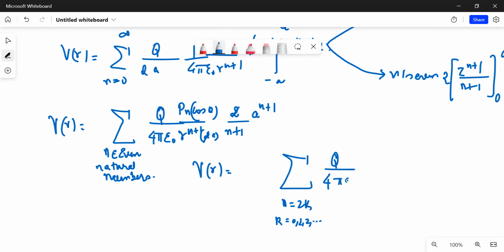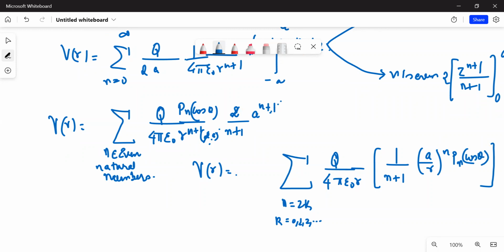So q upon 4 pi epsilon naught r, and then I can write 1 upon n plus 1, and then I can write a upon r to the power n, because this a would get cancelled. Like this one would get cancelled with this a, and this r to the power n plus 1, I'll take r outside. So this is r outside. Is that clear? So this is your potential.